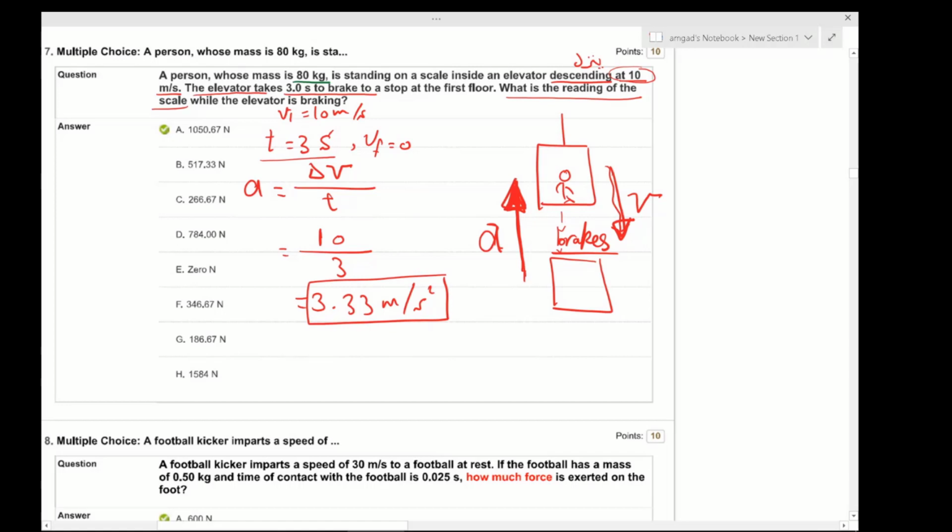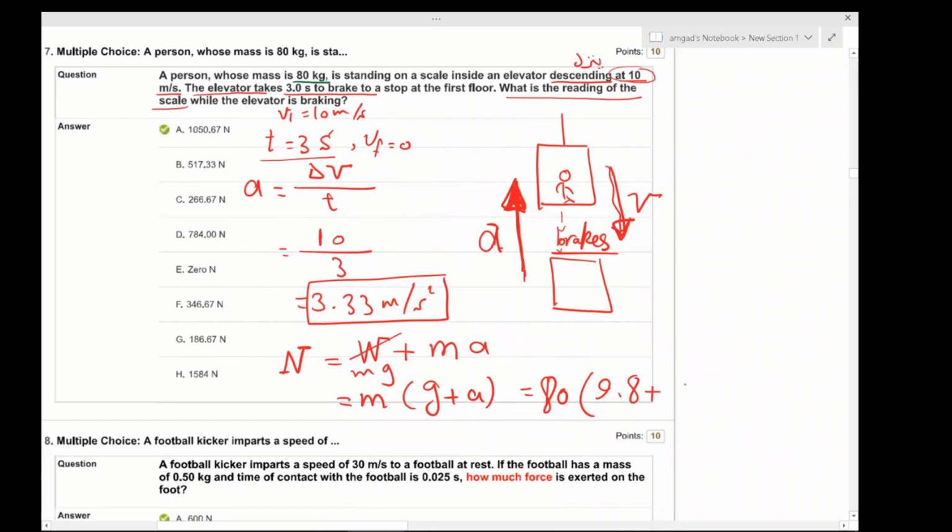He asks about what? The mass is 80 kilograms. What is the reading of the scale? The reading is the normal force, which equals the weight of the object plus or minus mass times acceleration. Is it plus or minus? Plus. Of course, W is mg, so it's mg plus ma, it's up to you. The mass is 80 kilograms. Gravity, I know it's 9.8. Acceleration is what? 3.33. So what's the result?